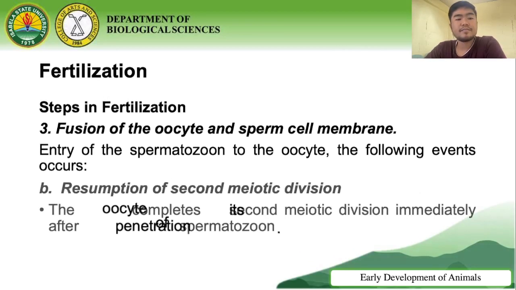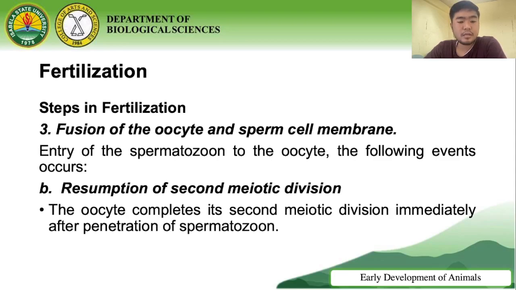Okay? And after the cortical granule reaction and zonal reactions, next is the resumption of the second meiotic division. The oocyte completes its second meiotic division immediately after penetration of the spermatozoon. If you can remember, the development of the oocyte is arrested at prophase of meiosis 1. So it resumes its meiotic division when it is penetrated by the spermatozoon.